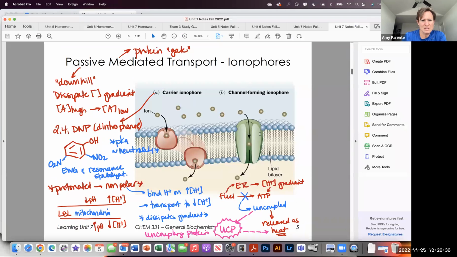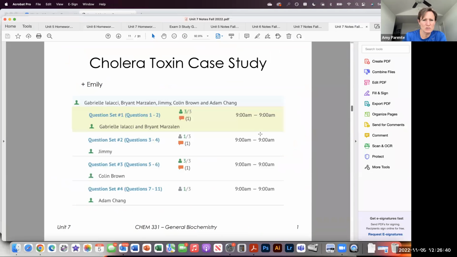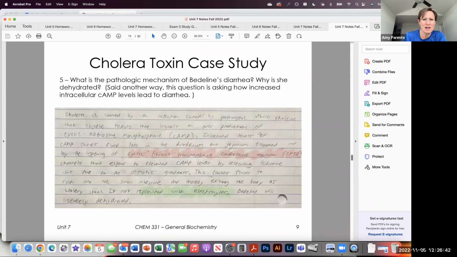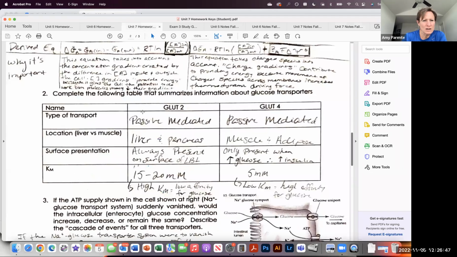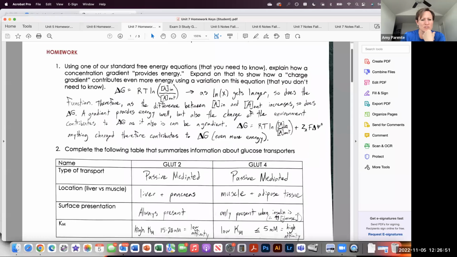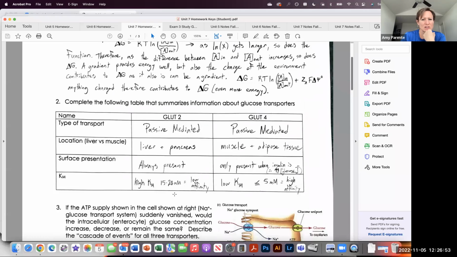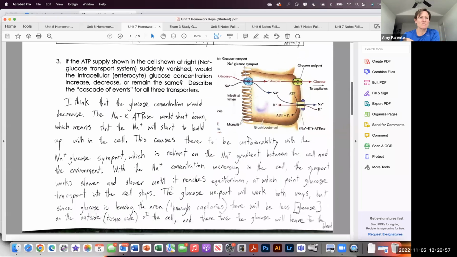Went through that stuff, valinomycin, don't worry too much about porins, potassium channel, glucose transporters, SGLT, and then we've got our cholera case study. And then homework. Thermodynamic driving force, that equation, GLUT2 versus GLUT4, and then the SGLT. So that was the only stuff for homework for that.